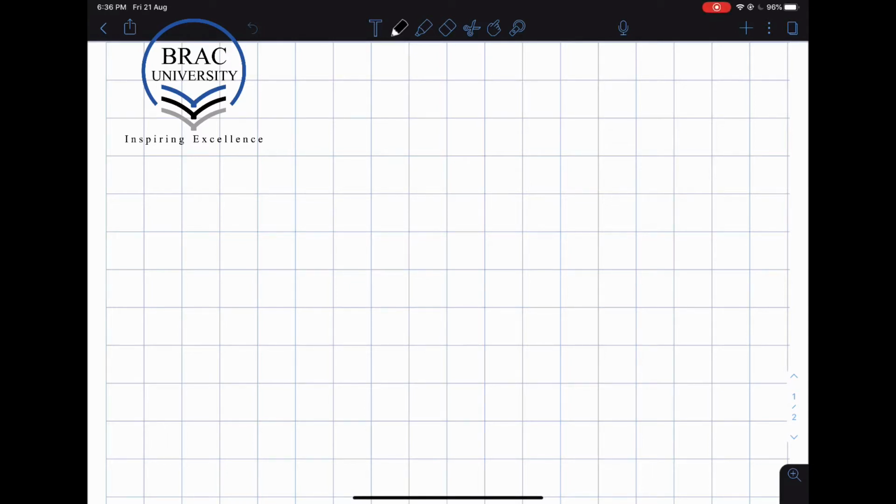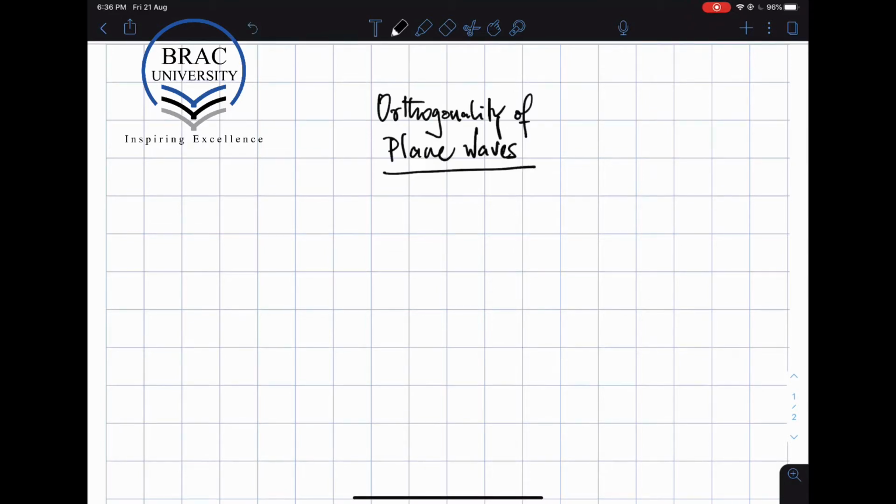So in this lecture, we are going to introduce the notion of orthogonality of plane waves. So remember when we discussed the Fourier series? The Fourier series was a way of expressing a function on an interval. So suppose we had a function which was defined on an interval.